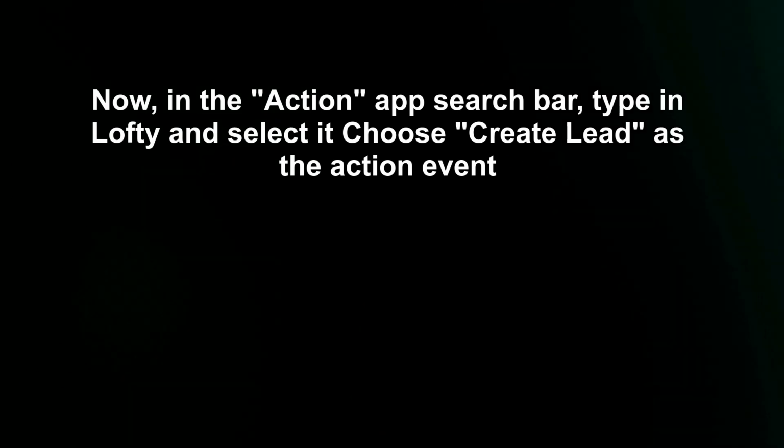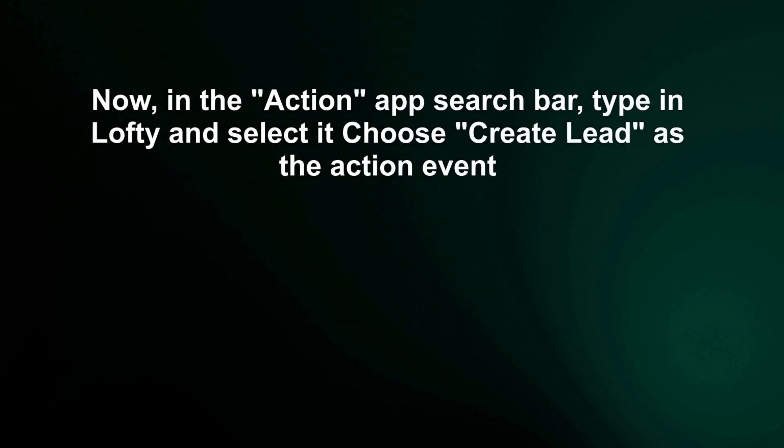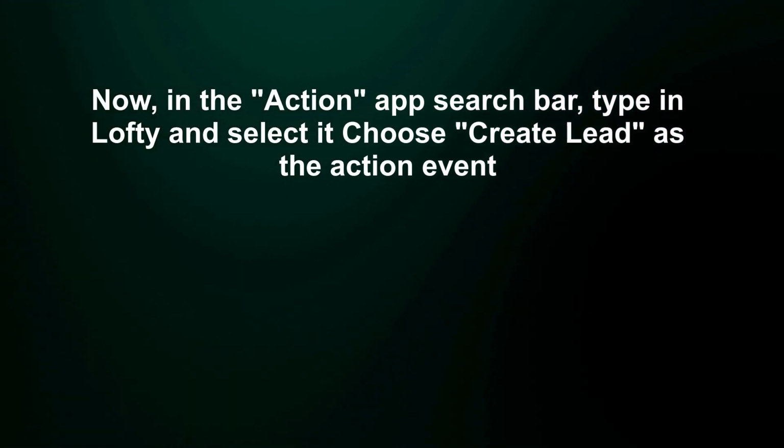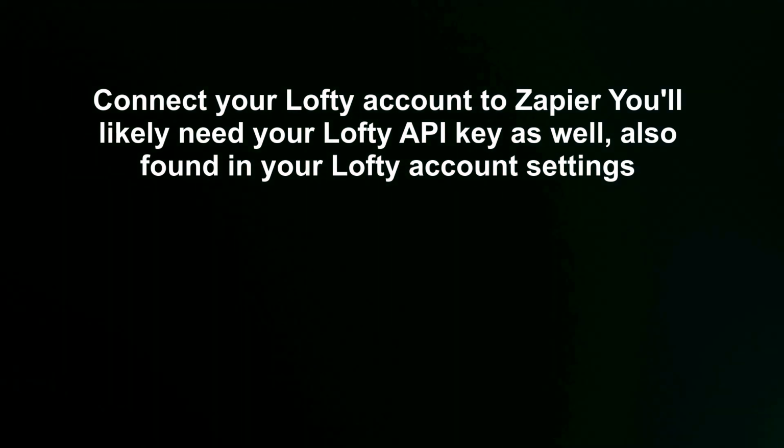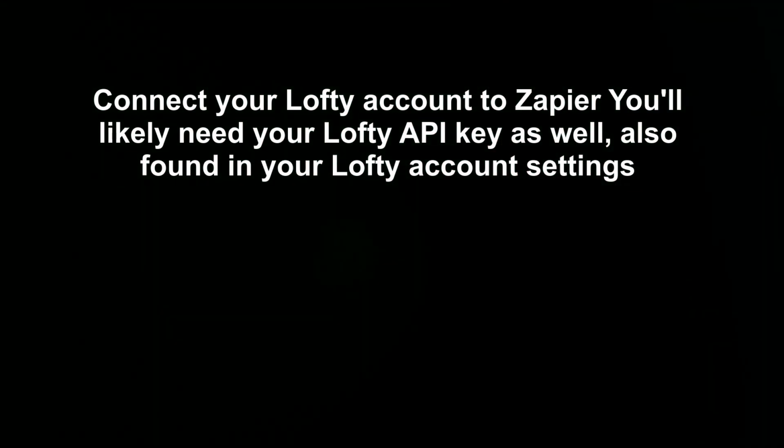Now, in the Action app search bar, type in Lofty and select it. Choose Create Lead as the action event. Connect your Lofty account to Zapier. You'll likely need your Lofty API key as well, also found in your Lofty account settings.